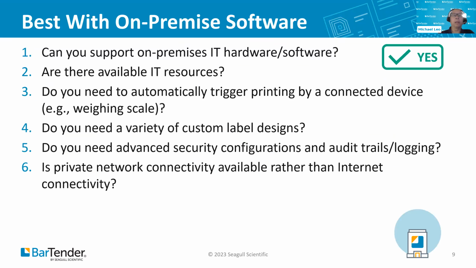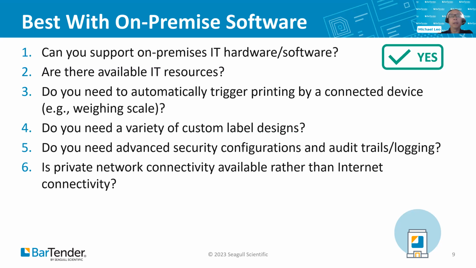So we'll start with the first deployment option, and we'll start with the questions that you can answer yes to, right? So basically you're asking these questions, and if you can answer yes to them, then really the best fit for your labeling solution is on-premise software that is installed and managed by you. In many cases, the first 2 questions, as you can see here, whether you can support on-premise IT hardware and software, and whether you have available IT resources, is a key decision factor as to whether you go this route or not.